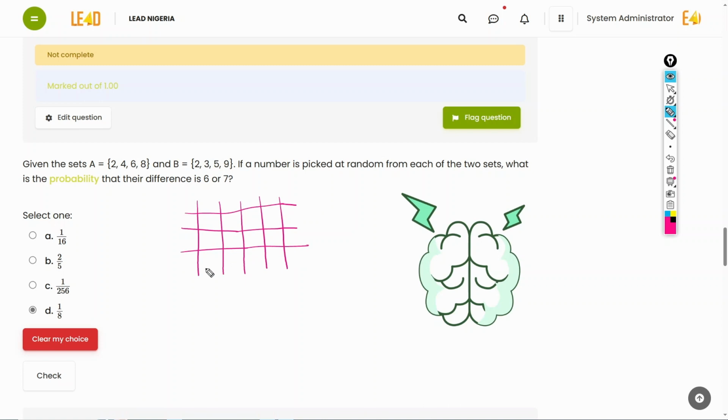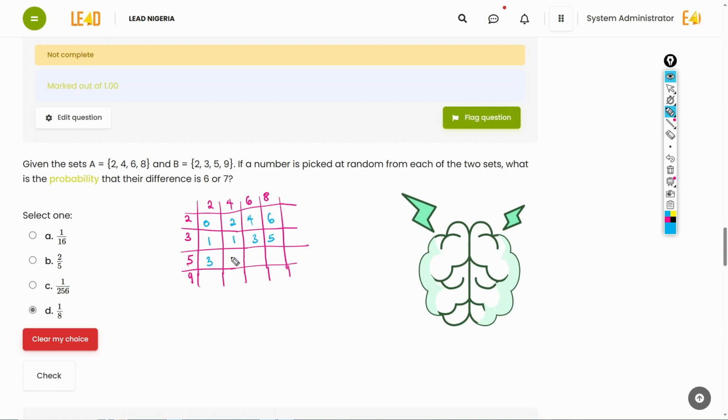Okay, so the way we draw this is, on top we'll write out all the possible values of A. That's 2, 4, 6, 8, and on the side we'll write out all the possible values of B. That's 2, 3, 5, 9. Okay, so this way we can now subtract. We'll take the positive difference. The difference between 2 and 2 is 0, between 4 and 2 is 2, between 6 and 2 is 4, and between 8 and 2 is 6. Difference between 2 and 3 is 1, 1, 3, 5.